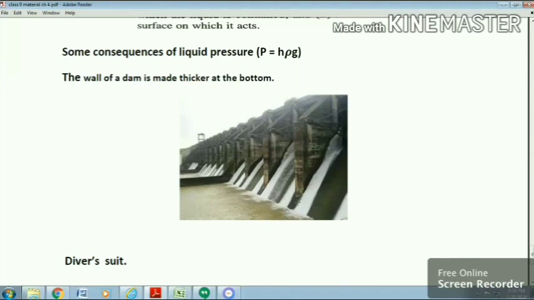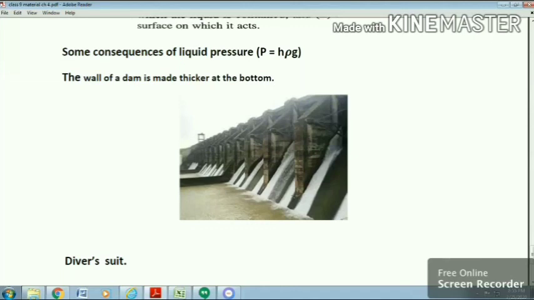The reason is that the pressure exerted by the liquid increases with its depth. Thus, as the depth increases, more and more pressure is exerted by the water on the walls of the dam. A thicker wall is required to withstand a greater pressure. Therefore, the wall of the dam is made with thickness increasing towards the base.